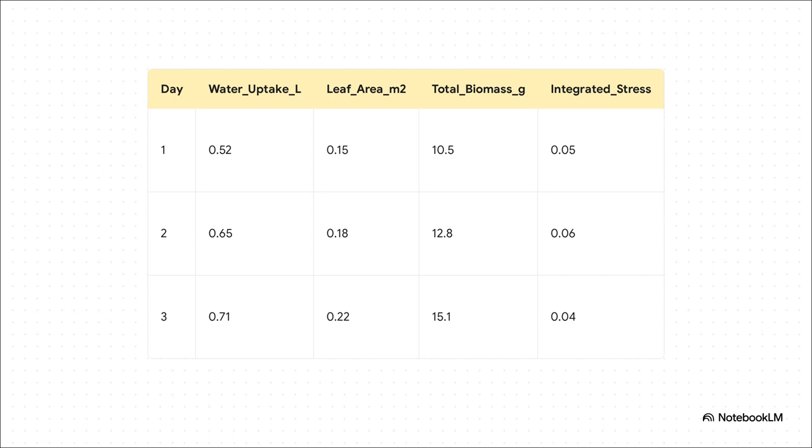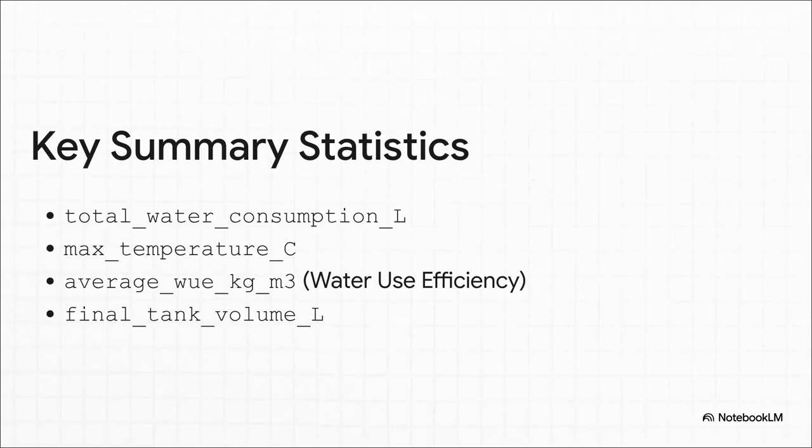Look at how the water uptake and leaf area increase from day 1 to day 3, and you see the total biomass just takes off. This is where a flood of numbers becomes a real, useful story. But it doesn't stop there. It boils everything down to the absolute headline numbers for the entire life cycle. In a split second, you can see the total water used throughout the grow, or check out its water use efficiency, basically how much crop you grew for every drop of water. This is the ultimate big picture view.